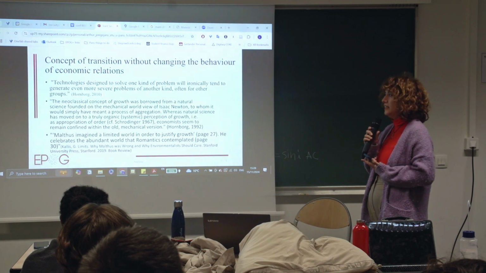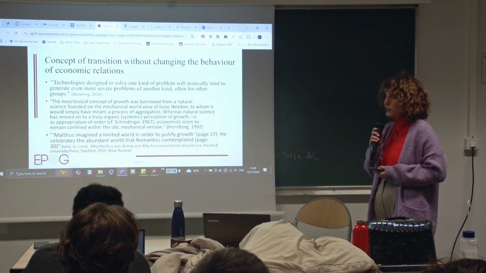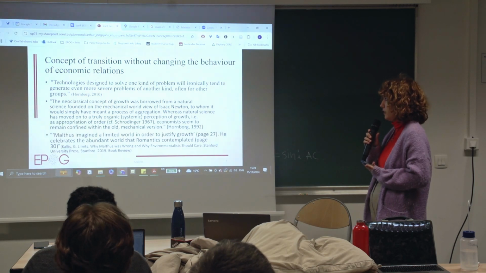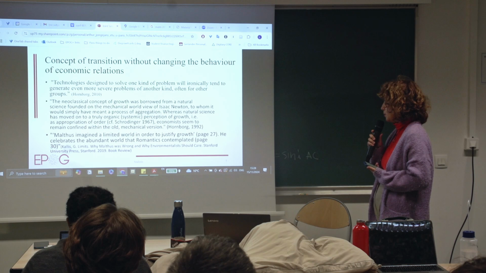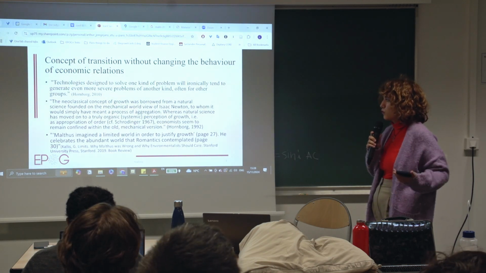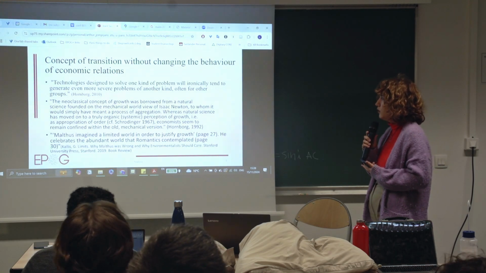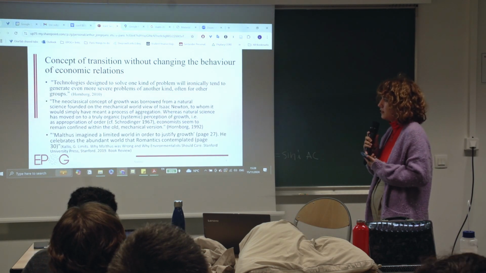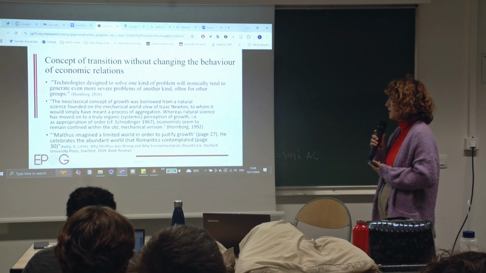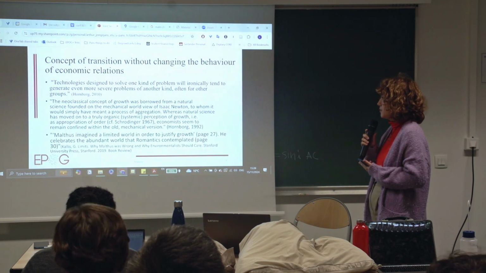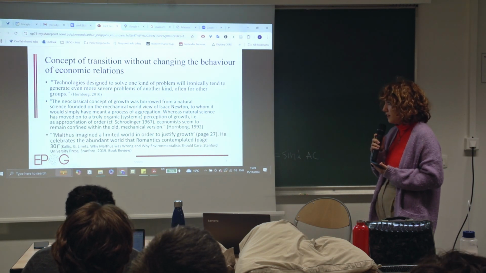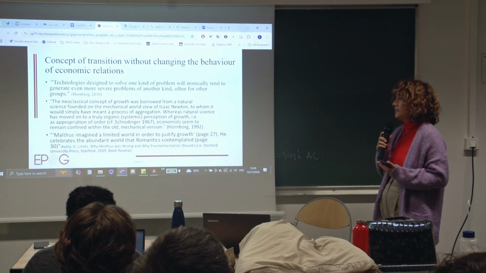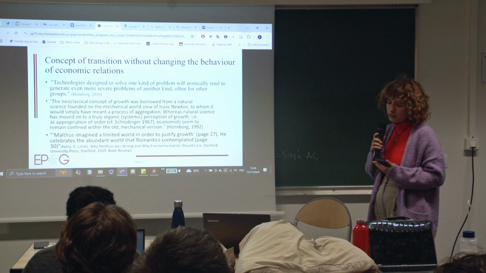First, Hornborg 2010, also criticizing the role of technology in this process, saying that technologies designed to solve one kind of problem will ironically tend to generate even more severe problems of another kind. And the second one, again Hornborg 1992: the neoclassical concept of growth was borrowed from a natural science founded on the mechanical worldview of Isaac Newton, to whom it simply meant the process of aggregation, which is our current understanding of growth. And there is a natural science where they took an organic perception of growth, by Schrödinger called appropriation of order, which is transformation of systems. And the author mentions in the end that economists seem to remain confined with the old mechanical version of growth.